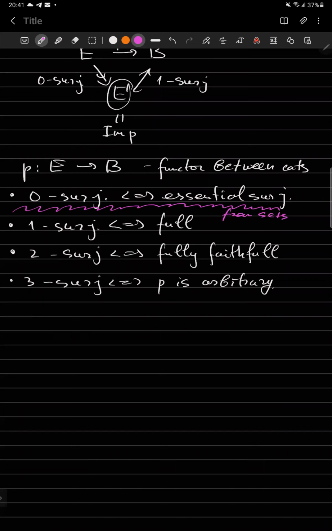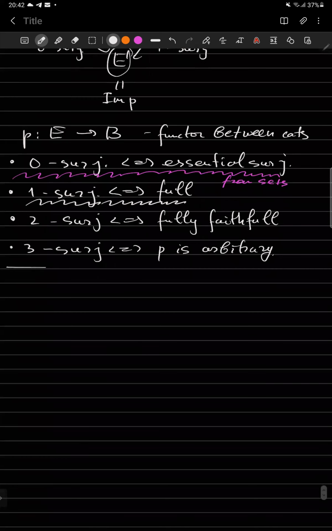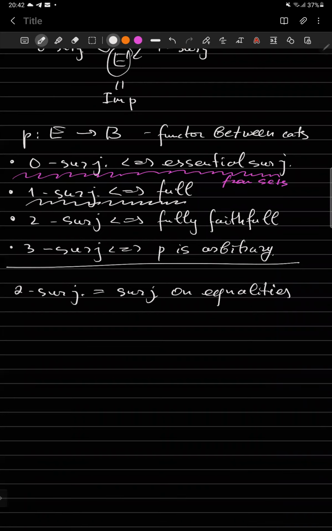Now about one surjectivity. As I already said, this one follows from the fact that it should be surjective on arrows, meaning that it is surjective on precisely those arrows which are in the image of the functor restricted to objects. And now the most interesting part is about two surjectivity. Two surjective is the same as surjective on equalities between morphisms.